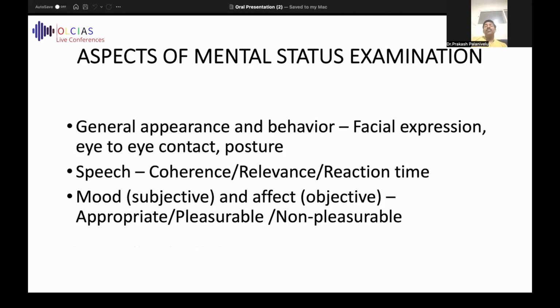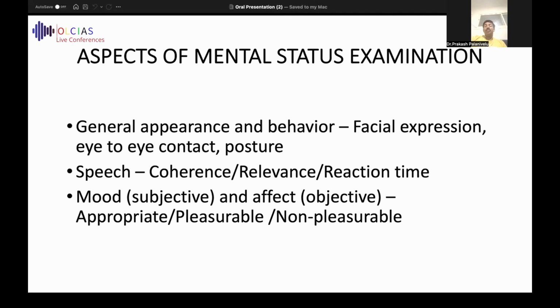Yeah. So what are the different aspects of the mental status examination? It is the general appearance and the behavior. That is the facial expression, eye to eye contact, the posture, and the speech, that is the coherence, relevance, and the reaction time in speech. We also assess their mood and affect. Mood is subjective, what the individual feels, whereas the affect is an external expression of their emotions. So we will check whether the affect is appropriate to the mood or not.